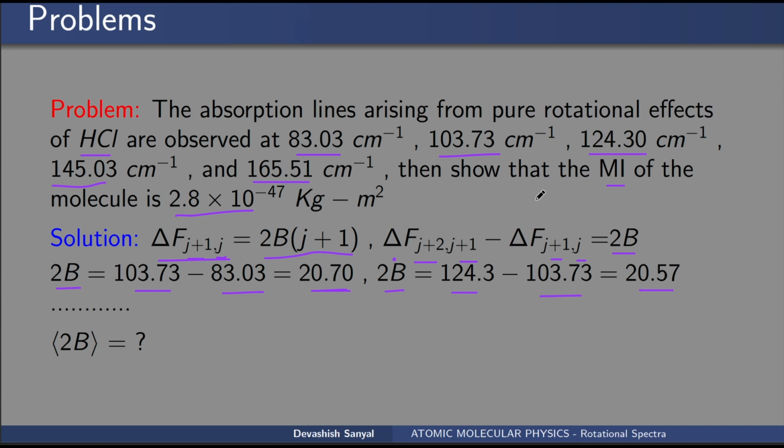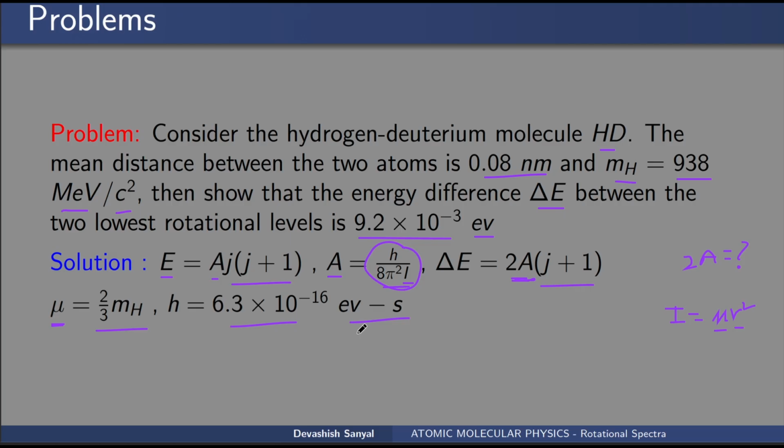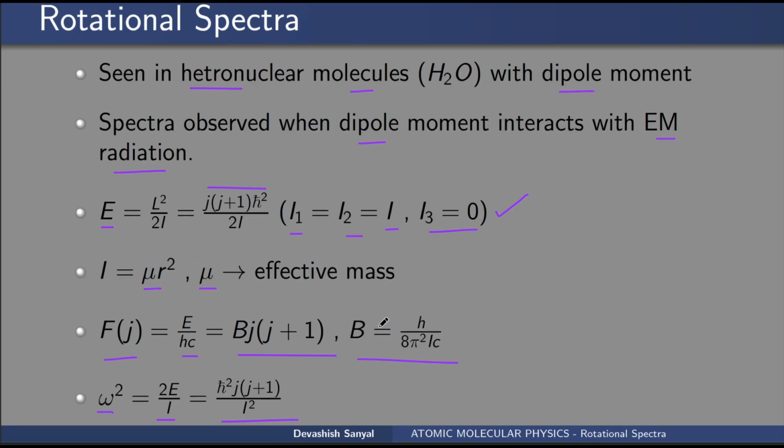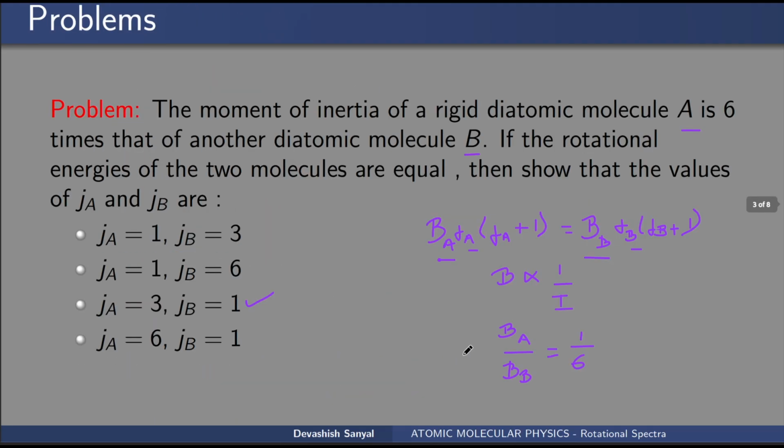So what we have to show is the moment of inertia of the molecule. From here you can get an average 2B. Once you have an average 2B, once you get B, you can find out the moment of inertia of the molecule, because B contains the expression for moment of inertia that we have seen. So once we find B, we can find the moment of inertia of the molecule from this expression. We are all using the expression for a rigid rotator.